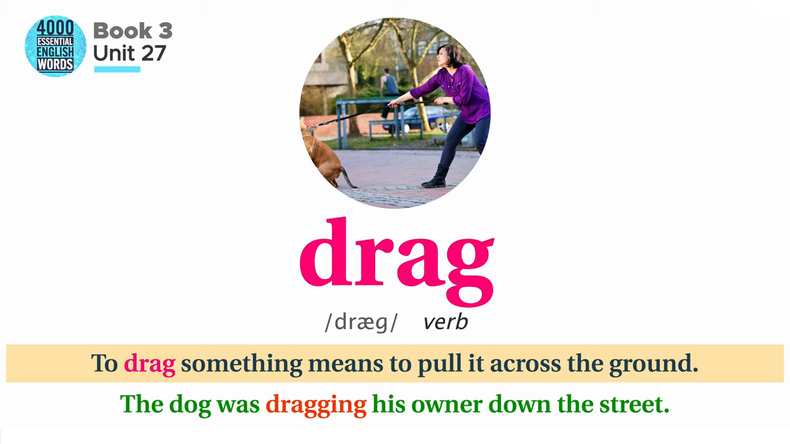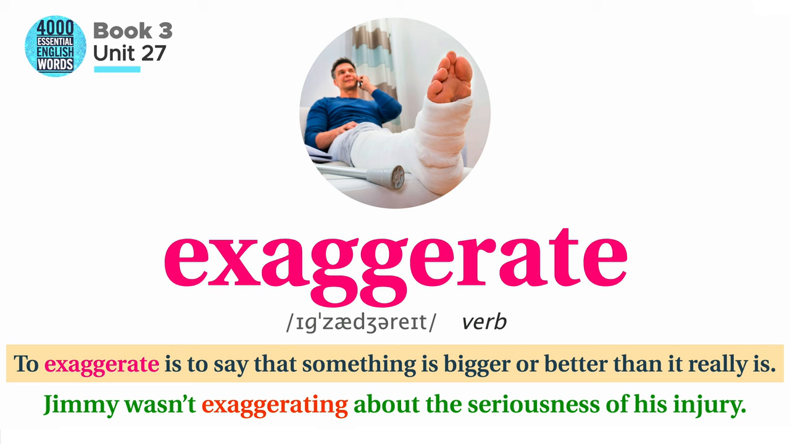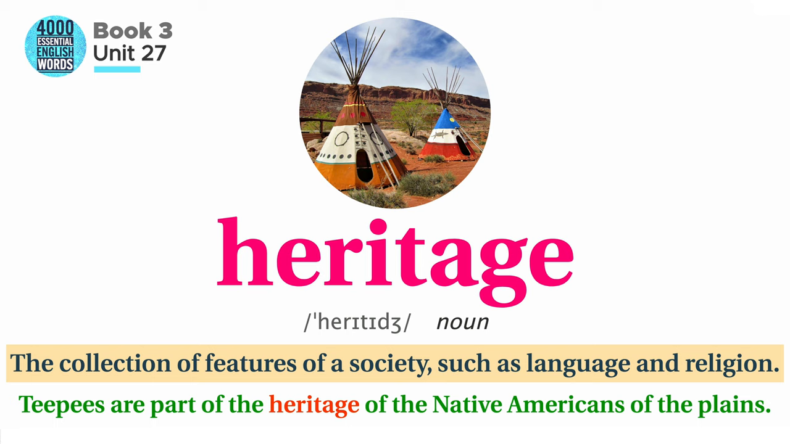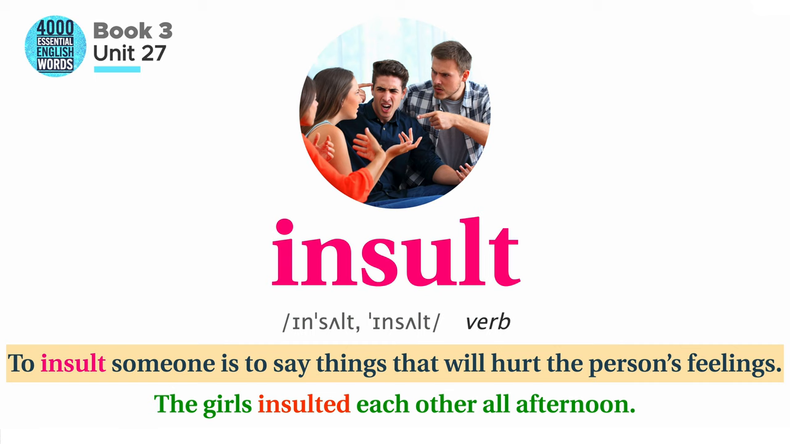Exaggerate. To exaggerate is to say that something is bigger or better than it really is. Jimmy wasn't exaggerating about the seriousness of his injury. Heritage. Heritage is the collection of features of a society, such as language and religion. Teepees are part of the heritage of the Native Americans of the Plains. Insult. To insult someone is to say things that will hurt the person's feelings. The girls insulted each other all afternoon.